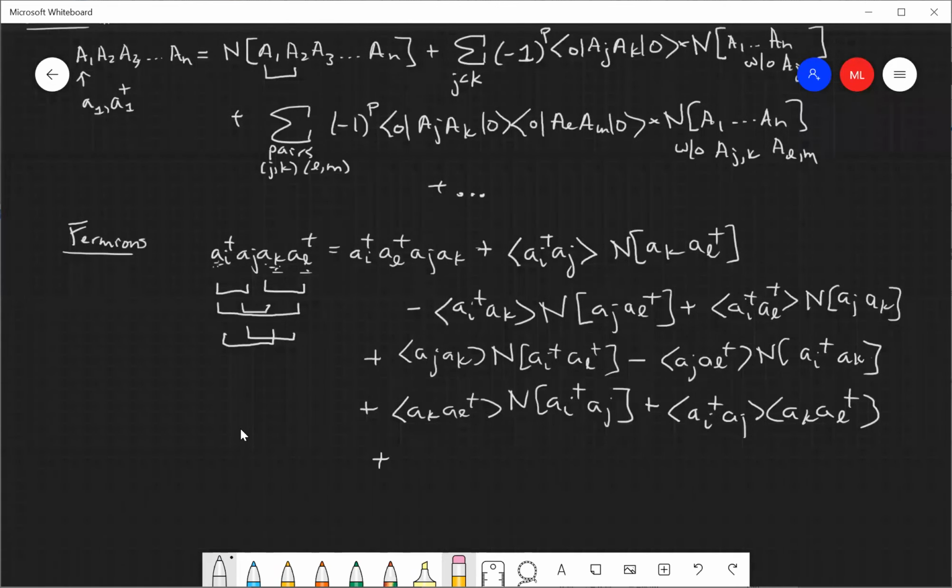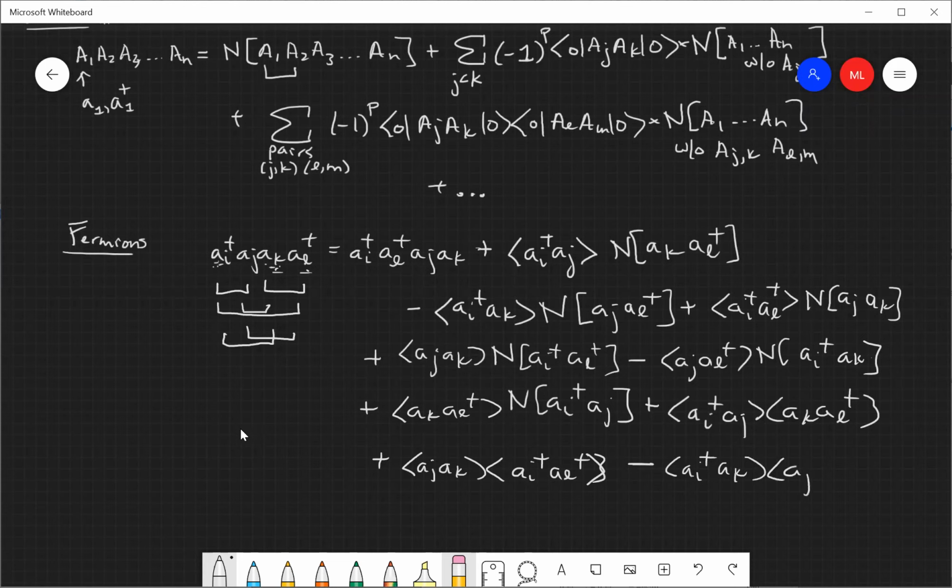And then you have the ones where the inner and outer ones are connected. That also doesn't require a minus sign because that requires 2 exchanges of the operators to bring them together. But the other one does require a minus sign because you have to flip the 2 inner ones in order to get the operators next to each other. And that's the a_i dagger, a_k, a_j, a_l dagger contraction.